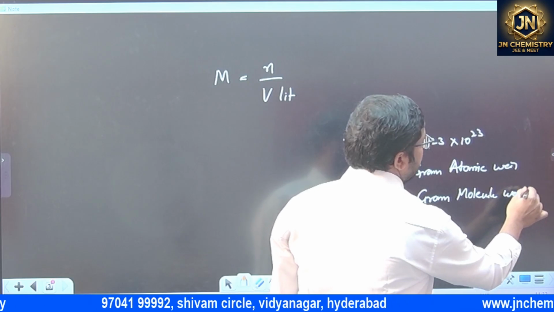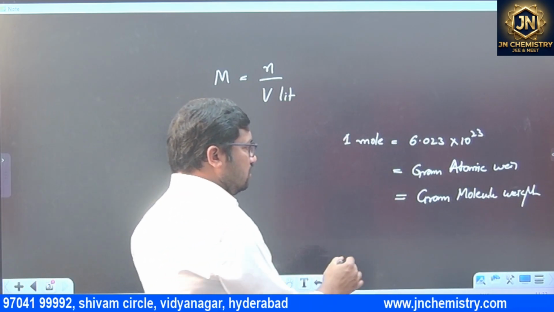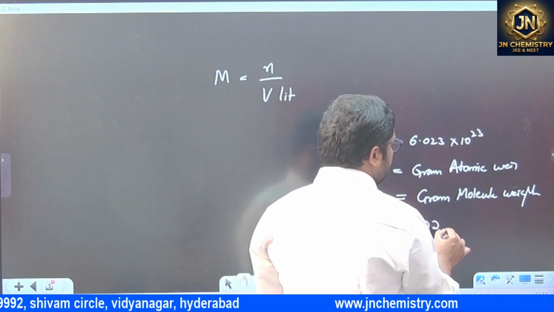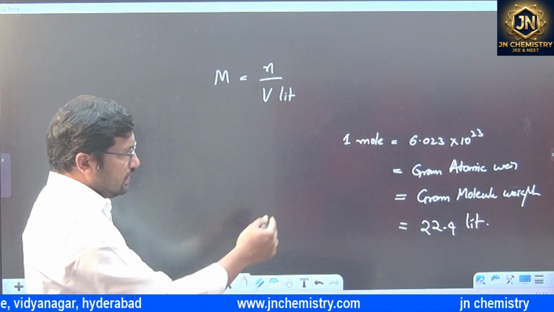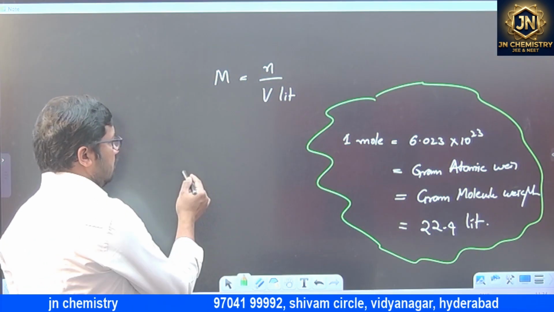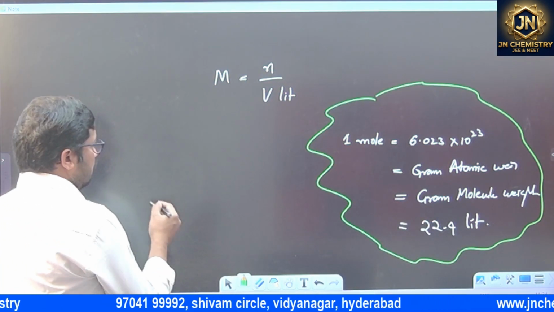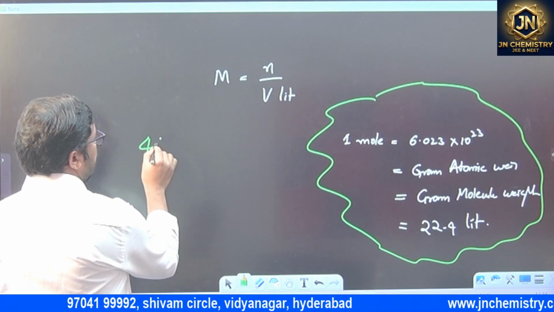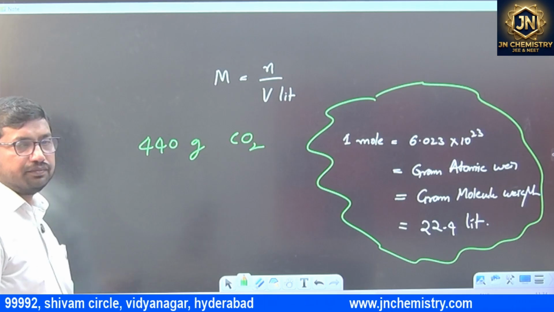Molecular weight. So one mole is equal to one gram molecule. Otherwise, one mole is equal to 22.4 liters at STP conditions. Write it down. For example, 440 grams of CO2 is given. How many moles? 10 moles.